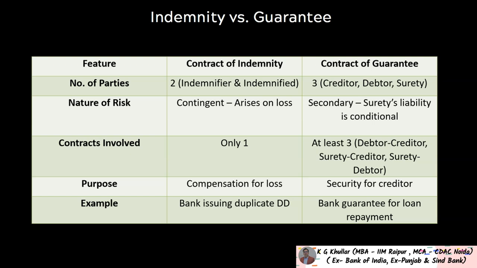The next feature is contracts involved. Now in contract of indemnity, the contract involved is only one, while in case of contract of guarantee, the contracts are basically three. That is, debtor creditor, surety creditor and lastly surety debtor. The next, with respect to purpose, the purpose of indemnity is basically compensation for a loss, while the purpose of guarantee is security for the creditor. And lastly, example of contract of indemnity is bank issuing a duplicate demand draft, while for the bank guarantee, it's bank guarantee for a loan repayment.